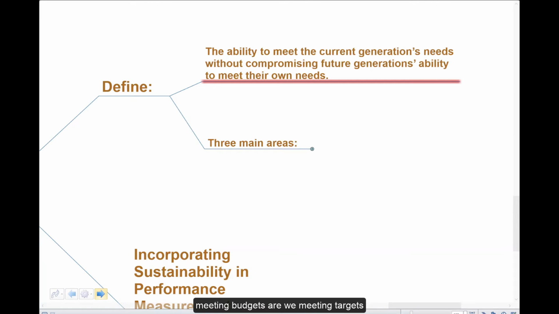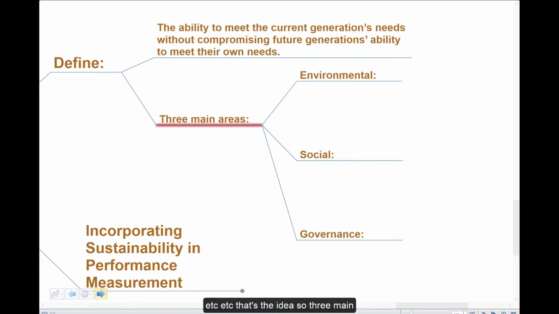Are we meeting budgets? Are we meeting targets? What are we doing in terms of waste? What are we doing in terms of our emissions, etc., etc.? That's the idea. So three main areas here, as just mentioned. Environmental. Okay, how is our business affecting the environment? Maybe it isn't. If it is, how do we compare to last year?